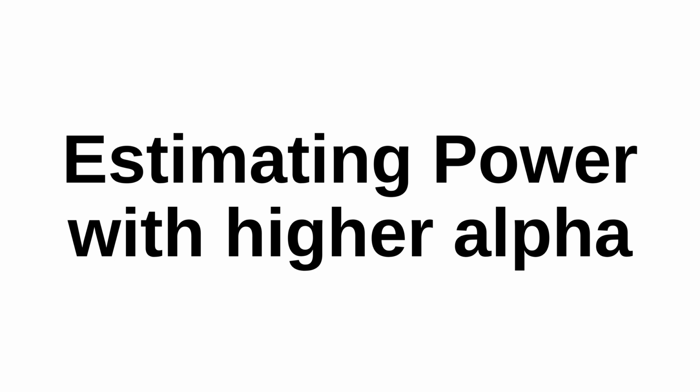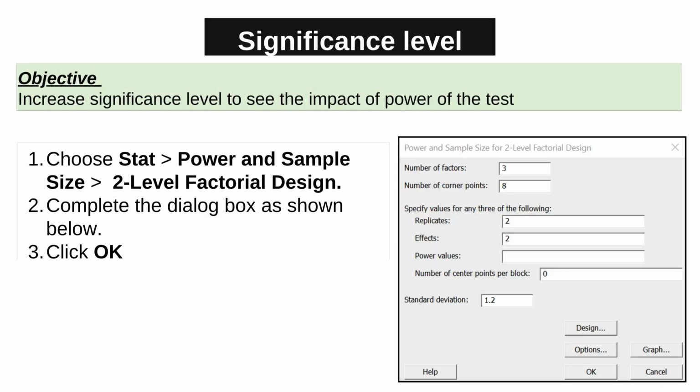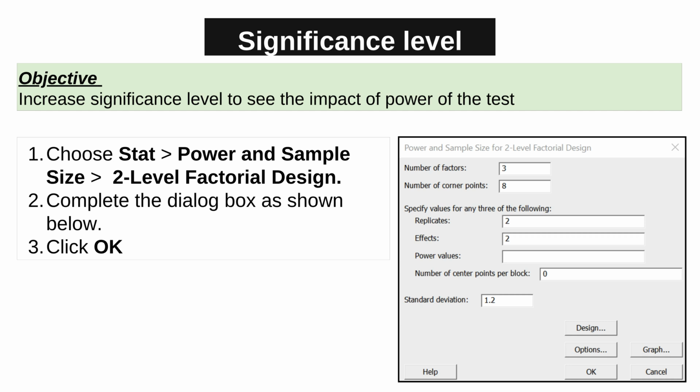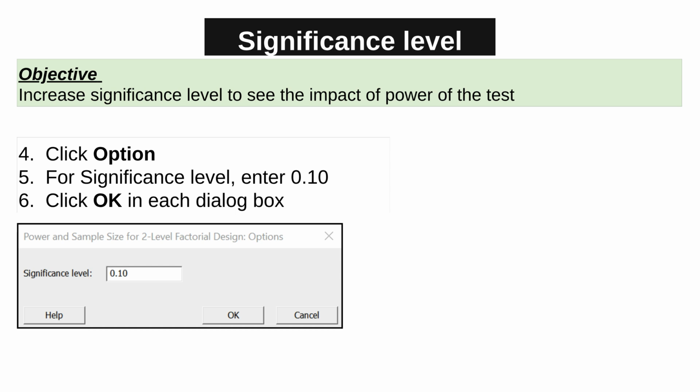Estimating power with higher alpha. The objective of the study is to increase the significance level to see the impact on the power of the test. Choose Stat, Power and Sample Size, Two-Level Factorial Design. Complete the dialog box as shown below. Click OK. Click Options. For significance level, enter 0.10. Click OK in each dialog box.